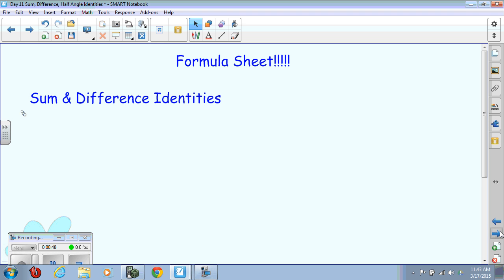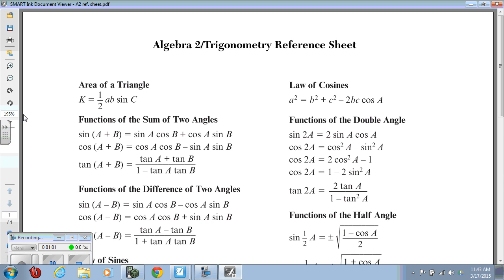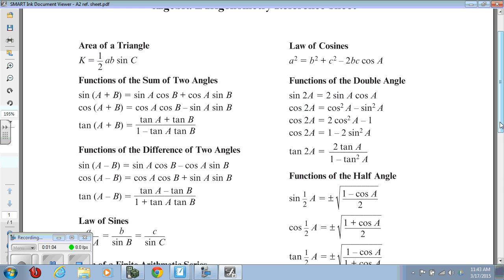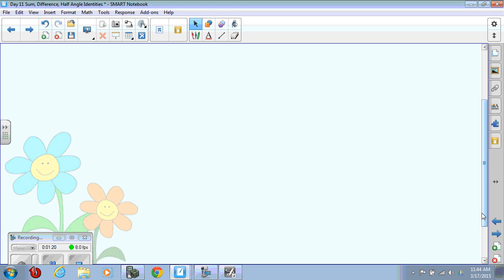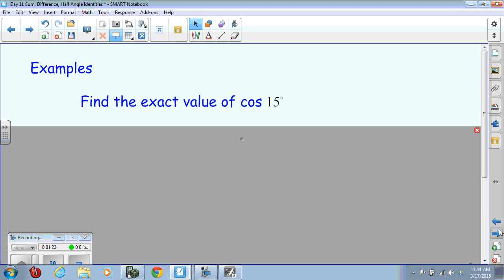Okay, formula sheet. We're going to be working with sums and differences on your identities. So hopefully the formula sheet will pop up here. There you go. We're looking at functions of the sum of two angles, functions of the difference of two angles. We're going to be able to take care of all those today, and I'll show you how to recognize those come Regents exam time. So keep those handy. You want your formula sheet out.